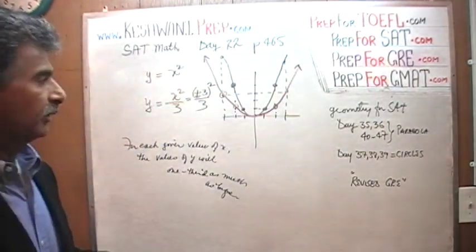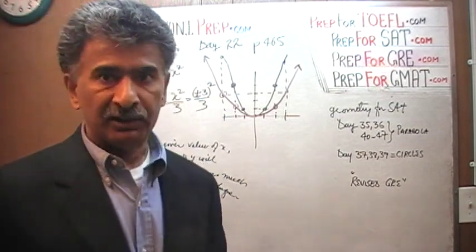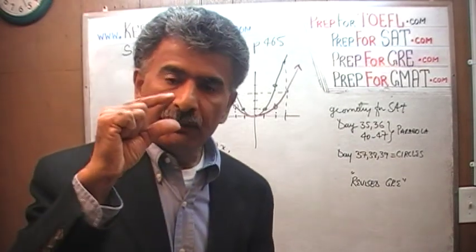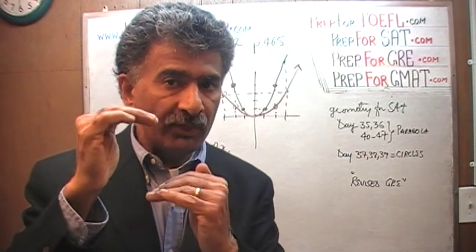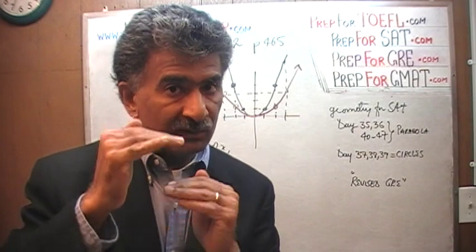This red one is our new parabola. What happened to it? It became fatter. Why did it become fat? Because for each given value of x, y is now 1/3 as before. Because the y is only 1/3 as before, it does not rise as much.